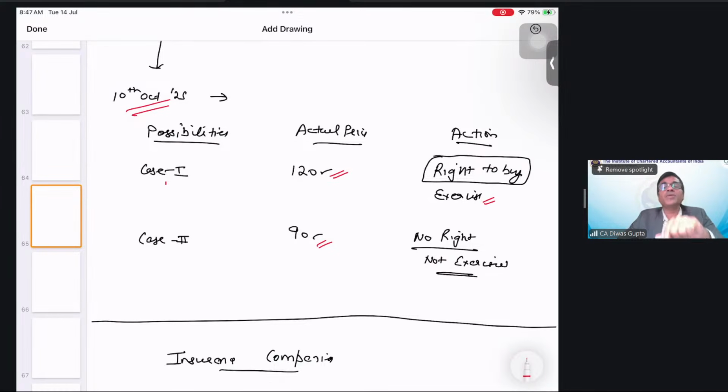But since this is an option, I have an option either to exercise it or not to exercise it. Since I am the option holder, how will I make the decision here? I will say that in the open market, I am getting this share at 90 rupees. I have an option to buy at 100 rupees. Should I exercise that option? No. I will go in the open market and buy it at 90.